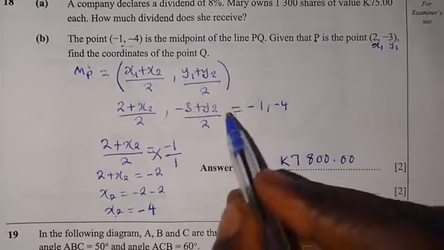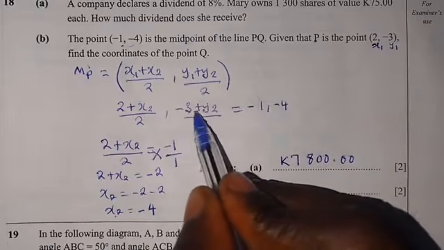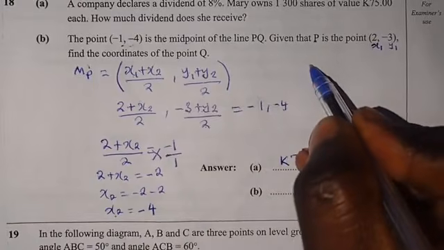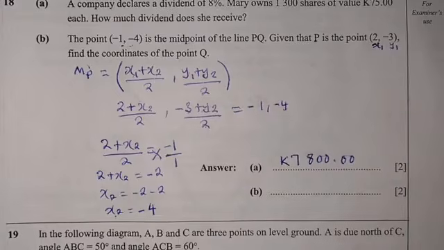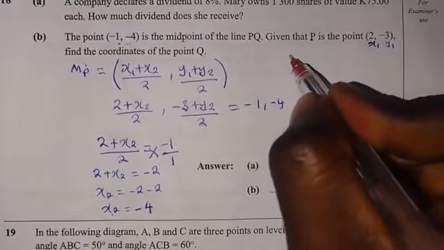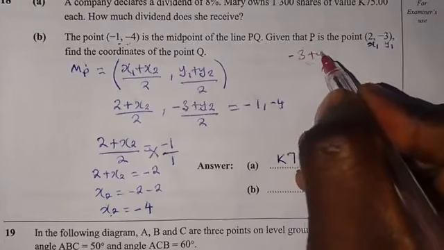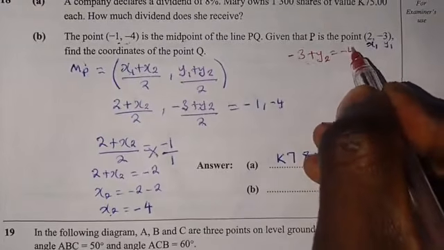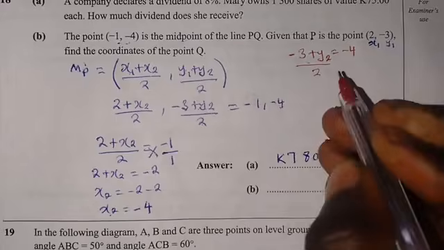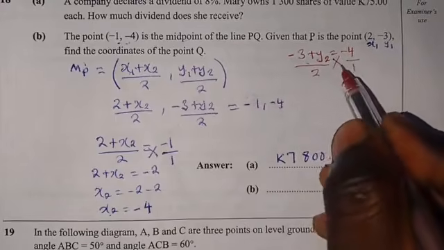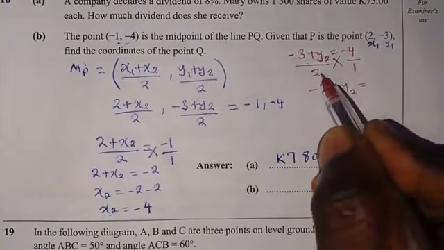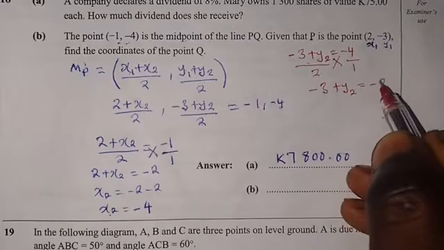Then we need to find the y2 coordinate by equating -3 plus y2 over 2 is equal to -4. So we will continue here. So this is where we are going to answer it. I hope it's clear, you are following. So we will say -3 plus y2 is equal to -4. So from here, we divide by 2, it was divided by 2 here. So over 1 here, we cross multiply. So we have -3 plus y2 is equal to 2 times -4, which is -8.